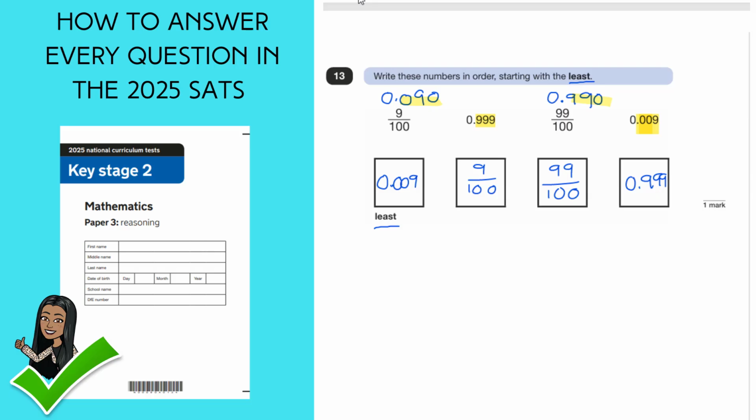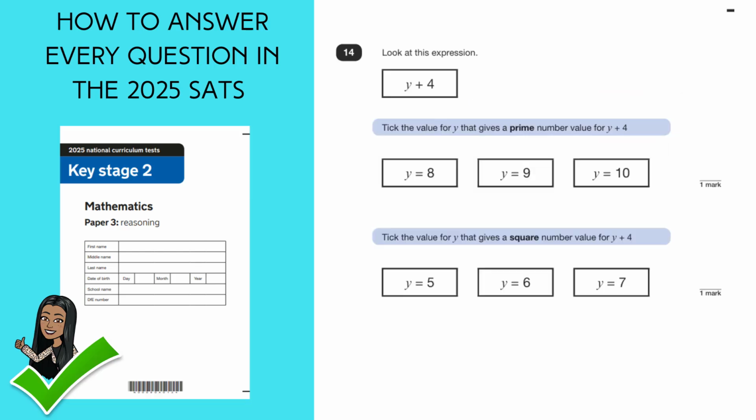As these are 3 digits, if I just use a different colour, this would have been 999 out of 1,000. This would have been 9 out of 1,000. 99 out of 100 is 990 out of 1,000, and 9 out of 100 is 90 out of 1,000. Now if you compare them, you'll still see that 9 is the smallest, followed by 90, followed by 990, followed by 999.